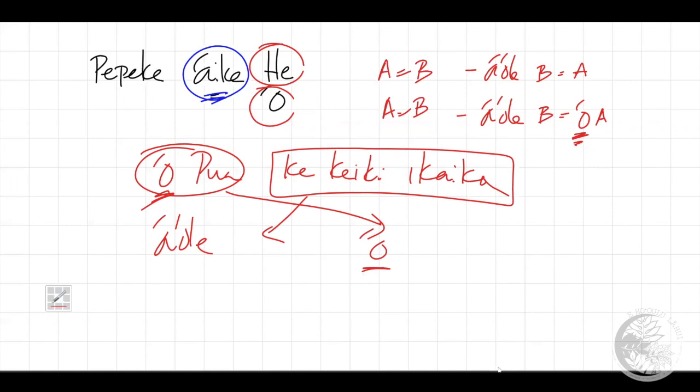Okay, that's the Pepeke ʻAike and the Pepeke ʻAike. Study hard. Mahalo.